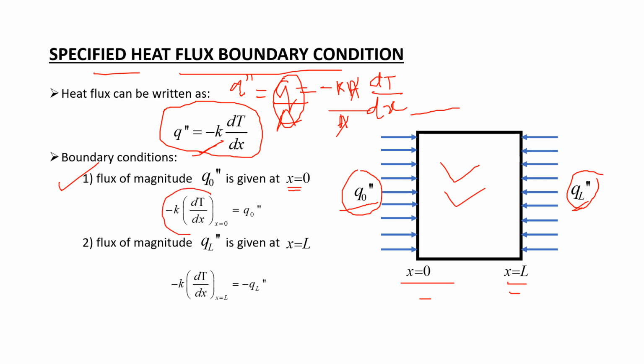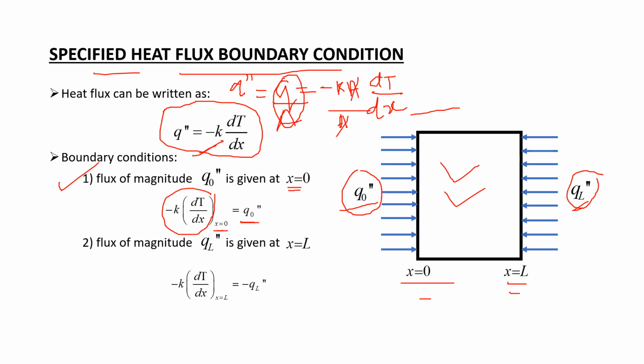This expression, minus k dT by dx, is basically the flux. And the flux at x equal to 0 is equal to q naught double dash. So this mathematical expression states that the flux at x equal to 0 has the magnitude of q naught double dash. I hope this point is clear.